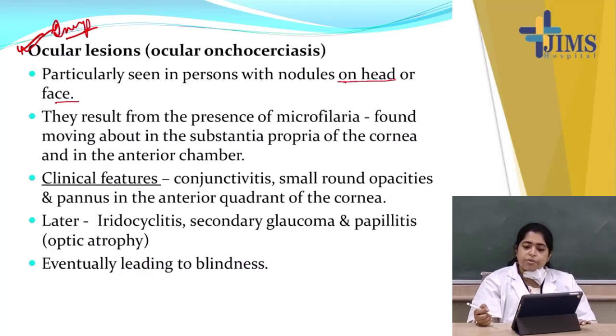They result from the presence of microfilaria found moving about in the substantia propria of the cornea and in the anterior chamber. So where are these microfilaria found? They are found in the substantia propria of the cornea and in the anterior chamber. Now what are the clinical features resulting from this? They will initiate conjunctivitis or small round opacities and pannus in the anterior quadrant of the cornea, which may later lead to iridocyclitis, secondary glaucoma, papillitis, optic atrophy and eventually blindness.